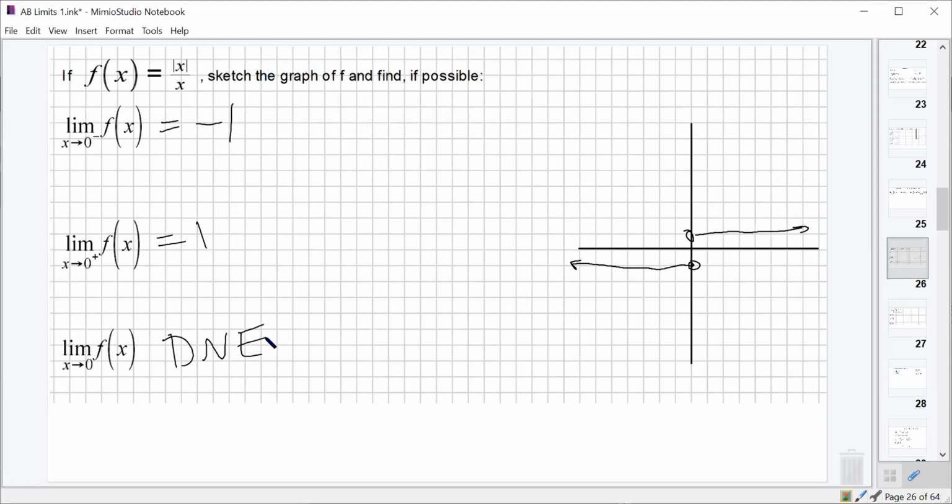Good. So we're going to stop there, and actually tomorrow we're going to come back. We're going to do this exact same problem again, except we're going to do it algebraically and show algebraically why this is true, not just by looking at it.